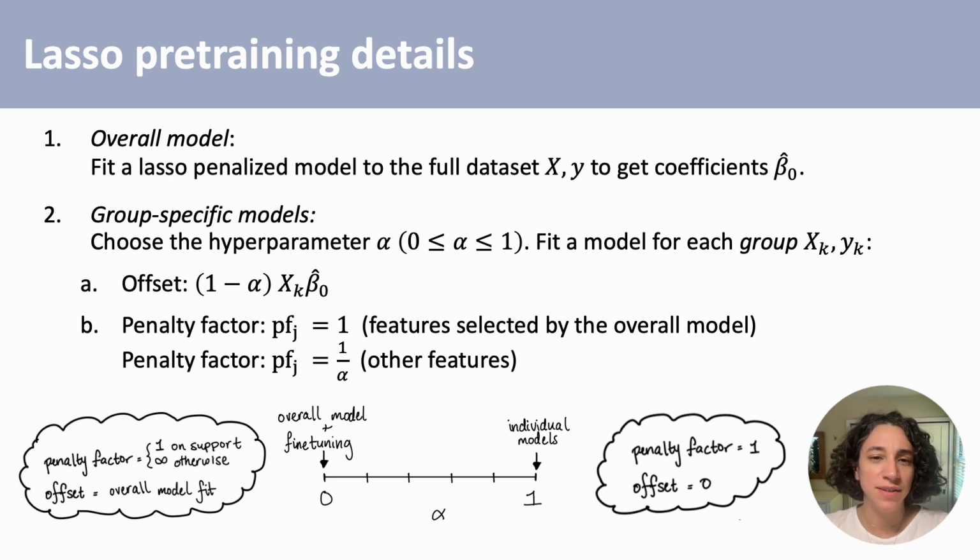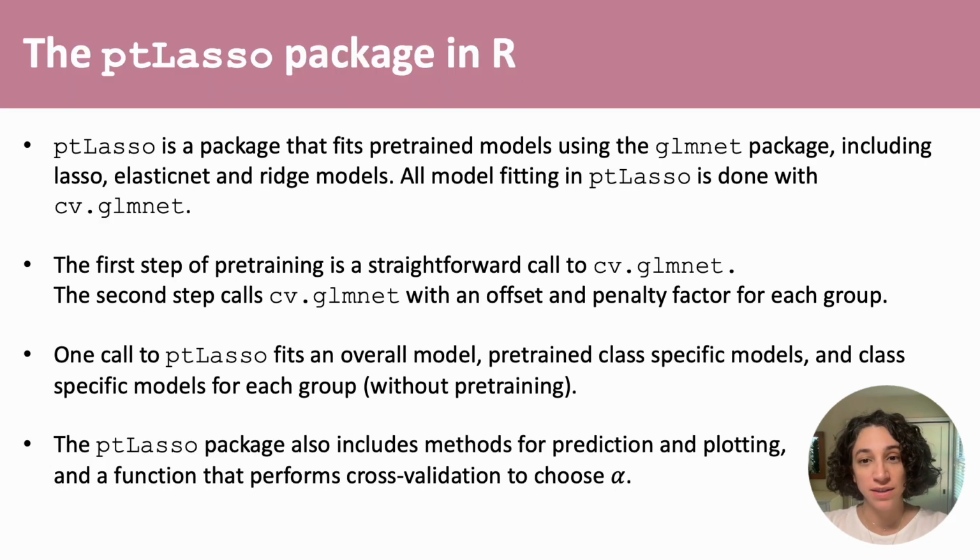Now note that when alpha is 0, this fits a fine-tuned version of the overall model for each group. The pre-trained models can only use features that were already selected by the overall model, and they must use the full prediction from the overall model as an offset. At the other extreme, when alpha is 1, this approach completely ignores the overall model and just fits a separate model for each group. Now we know how pre-training works, let's look at the corresponding R package.